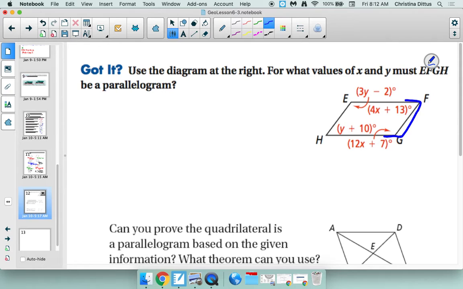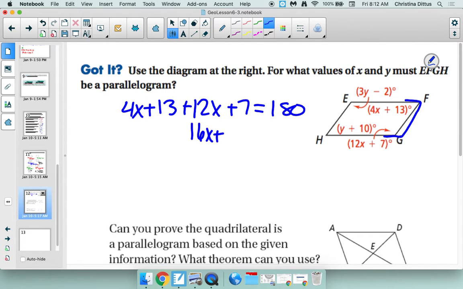Good. So I'm going to take this 4x plus 13 plus that 12x plus 7, and that has to be 180. How much total x do I have? 16. 16x plus 20 equals 180. Subtract your 20, we get 160, so x is 10.